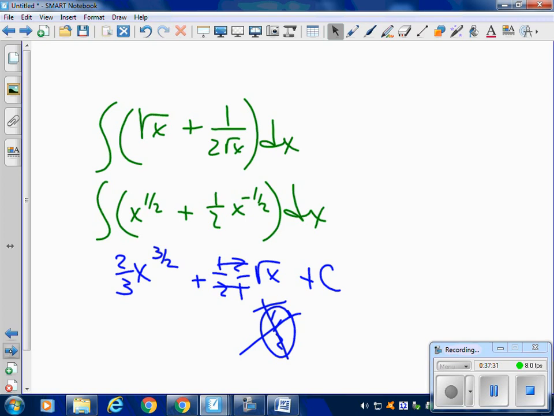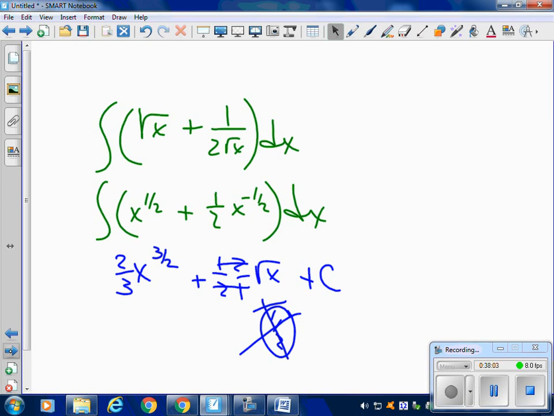Now number 30 was a lot easier. 3t plus c. Number 32, 1/3 t to the 3rd plus cosine of t plus c. Number 34, 1/3 theta to the 3rd plus tangent of theta plus c. 36, secant of y minus tangent of y plus c. Number 38, secant of x plus c.